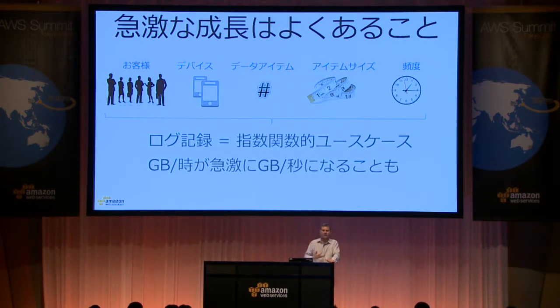If you think about customers and devices, and as data architects, we think about the number of data items per device, the size of each item, and then the frequency of collection. And we may tweak these. We may increase the granularity of the data that we capture because it gives us more useful information. We may collect it more often. And this has a compounding effect on the amount of data we have to manage. And so gigabytes per hour quickly become gigabytes per second.